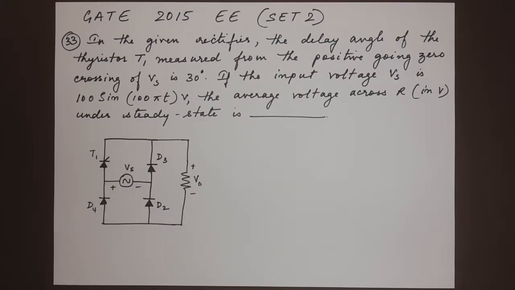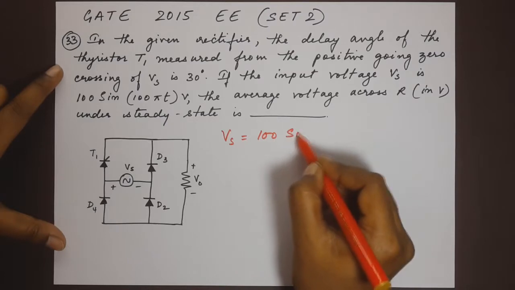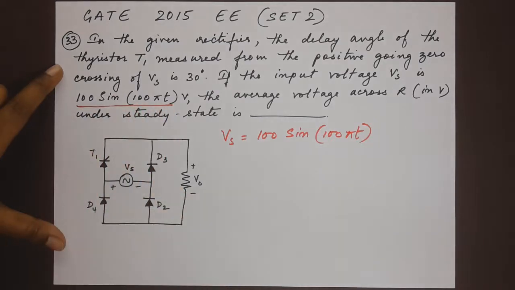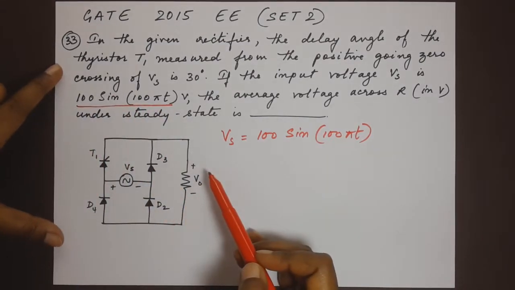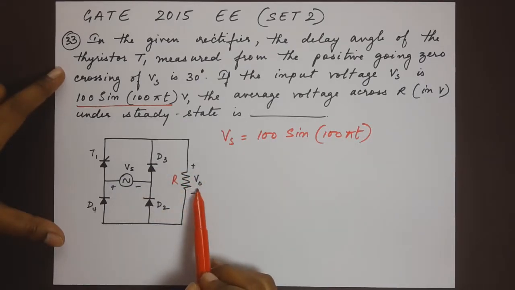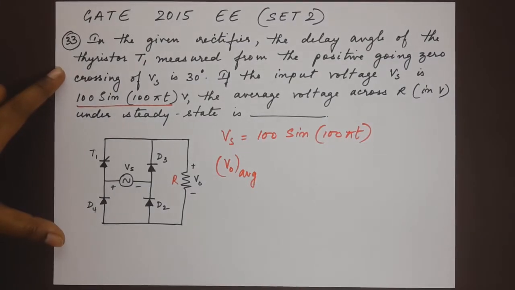Okay. So in the beginning, let's write down what's given. We write down the equation given for input voltage. Now the input voltage is Vs and the expression is 100 sine 100 pi t. So that's given. Now in order to find out the value of R, we need to calculate first what V0 could be. So V0 average, we'll calculate the average output voltage.